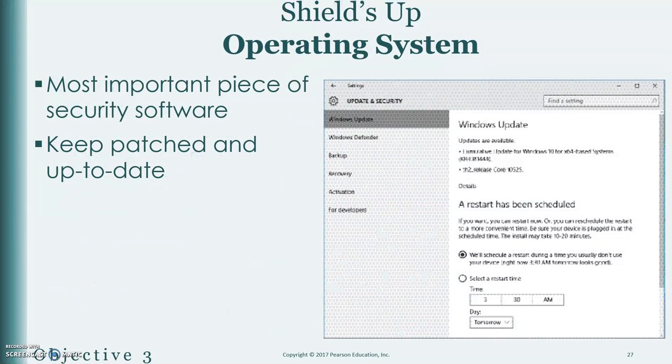The operating system is the most important piece of security software. It's best to keep it patched and up to date. By default, Windows and macOS computers are configured to automatically install updates. So the only way to try to be safe is to be proactive and diligent in protecting your computer system.